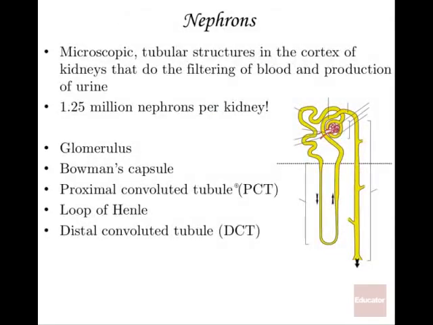All right, nephrons, these are the little filtering units of the kidney. This is where all the action happens. So they are microscopic tubular structures in the cortex of the kidneys, at least that's where they begin, that do the filtering of blood and production of urine.